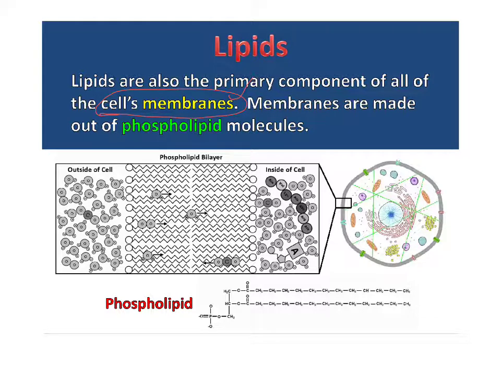Membranes are made out of a special lipid called a phospholipid. Take a look at your notes. What specific kind of lipid is used in membranes? A phospholipid. There's the answer right there.